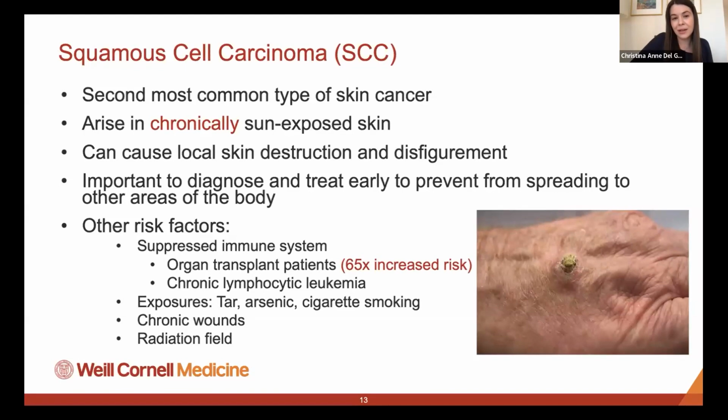Squamous cells can metastasize or spread to other areas of the body more often than basal cells, but it is still quite rare for them to do this. Most of the time, these are just localized to the skin.